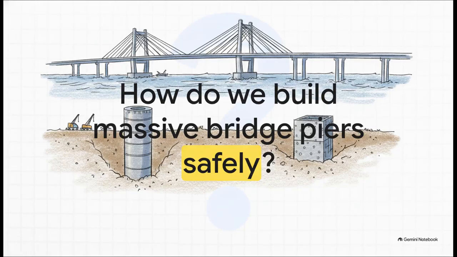So, I want you to just picture a gigantic bridge spanning across a raging, incredibly deep river. Think about the sheer, mind-boggling physical challenge of supporting thousands of tons of steel, concrete, and moving traffic over deep water or really soft, unstable soil. How on earth do engineers build a stable base in those extreme conditions? Well, today we're going to uncover exactly how they pull that off.